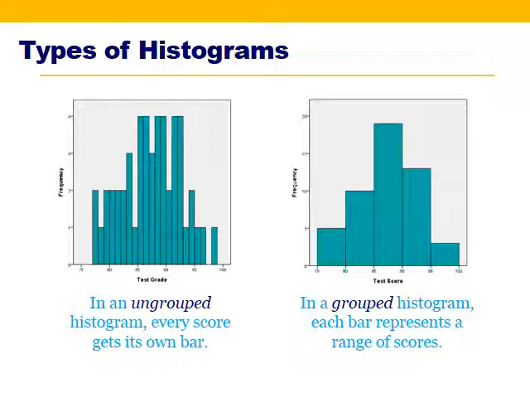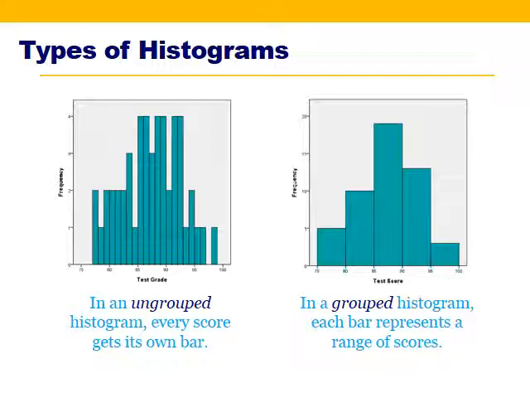Now there's a pretty obvious trade-off here, right? The graph on the left, the ungrouped histogram, gives us more detailed information. For any individual score, we know exactly how many people got exactly that score. However, the graph is also kind of cluttered, right?